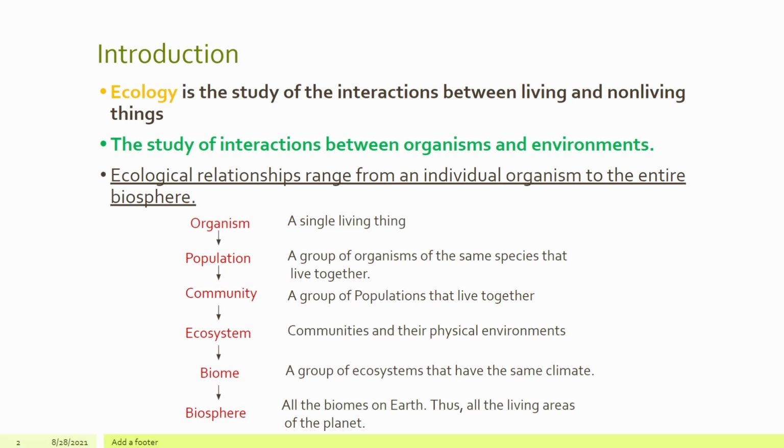A single living thing is an organism. An example would be us. We are organisms. A small nuclear family would be a group of organisms in the same species that live together. And then a community, a good example would be a college. A college community is a group of populations that live together. Ecosystems would be that college community plus their physical environment, things like the buildings or the weather in that particular area. A biome is a group of ecosystems that have the same climate. And a biosphere, again, is all of the ecosystems within each biome on Earth.